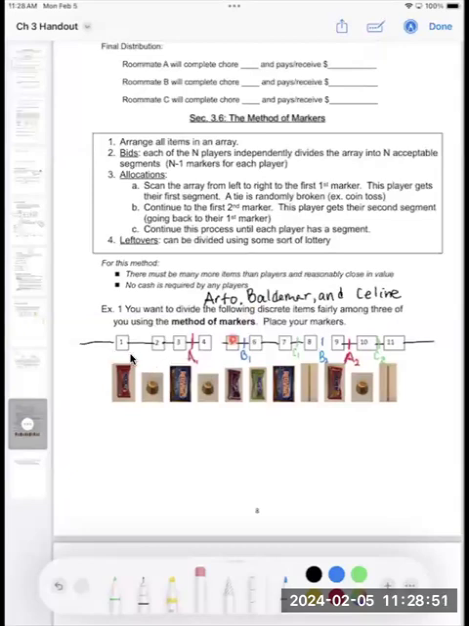So like I said, from left to right. I start at the left here and I move right, and I'm looking for the first marker placed, and it is the A sub 1. So what we're going to do is give this person A, who is Arto, his first cut, his first share, that's farthest to the left. So that would be pieces 1 through 3.